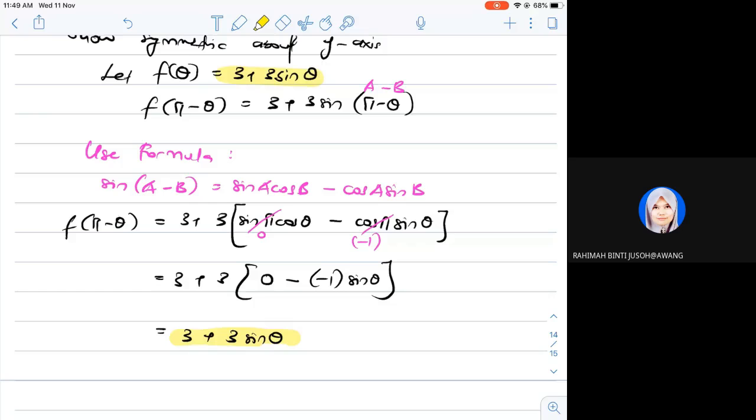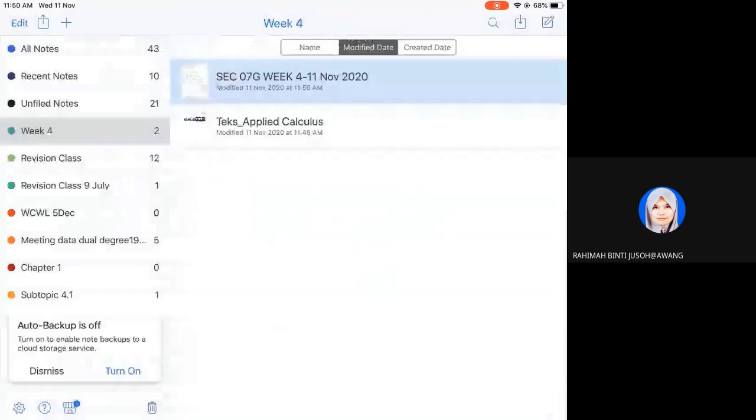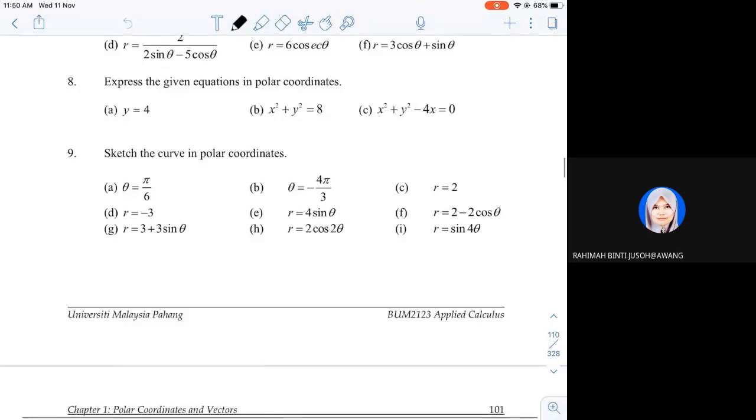Therefore, we can say that f theta is equivalent to f pi minus theta. So yes, symmetric about y-axis. Macam tu. Okay, done. Lepas tu, kita tengok soalan seterusnya.